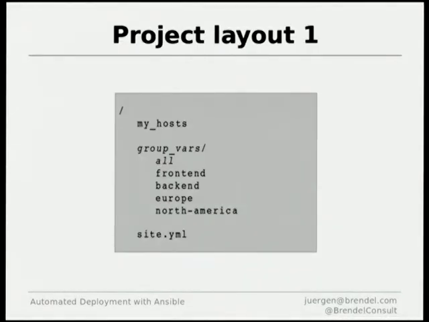Here's a little project layout, a very simple one. Down there at the bottom, you have my playbook file, site.yaml. On top, you have a hosts file. These are my hosts. And in the middle, there's a directory called group_vars, which is something that Ansible looks for, a well-known name. And I can define variables specific to certain groups simply by naming my variable file by that group, right?